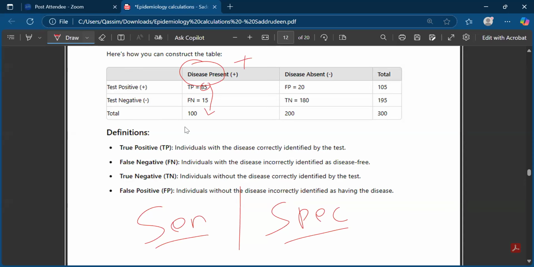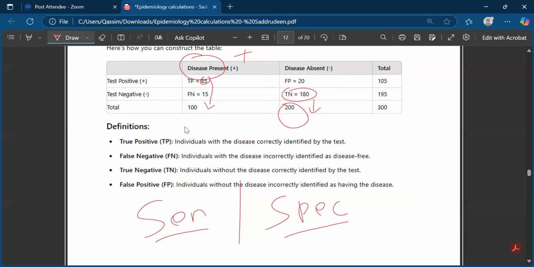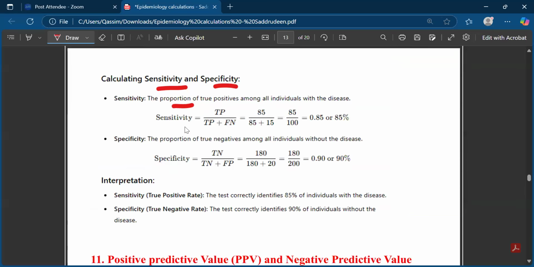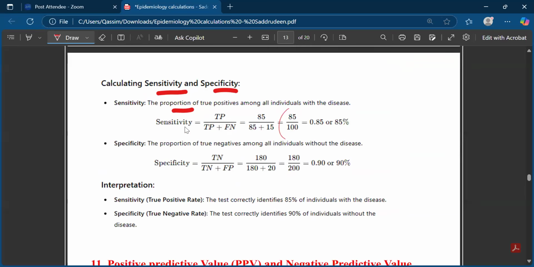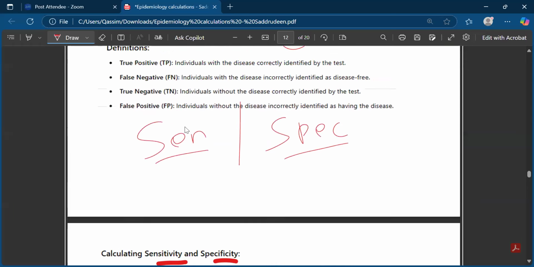The specificity means you take the proportion of the true negatives. And this is the only time we have to vary a little bit. Instead of taking the 20, we take the 180 because these are the true negatives. Sensitivity, true positive. Specificity, true negative. So we take the 180, then you do over 200. Let's look. We just do 85 over 100. You get 0.85 or 85%. And that is the sensitivity of the test.